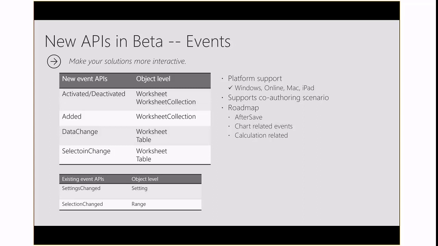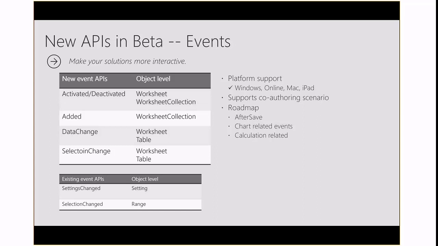These are all the new events that are in the beta public preview right now, so you can try that out. They're available on Windows, Online, Mac and iPad platforms at this point. These events also support co-authoring scenarios, which means that if an event is raised because of a co-authoring change, you will know based on the parameters that the event is propagating from a different host, a different client.